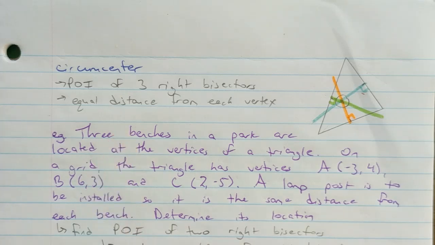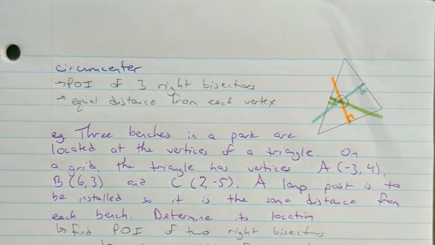Let's look at an example here. 3 benches in a park are located at the vertices of a triangle. On a grid, the triangle has vertices A, negative 3, 4, B, 6, 3, and C, 2, negative 5. A lamp post is to be installed so it is the same distance from each bench. Determine its location. So what we are looking for is the point of intersection of our right bisectors, and we can see that all 3 of them are going to intersect, so we just need to find the point of intersection of 2 of them, and we know the third will follow suit.